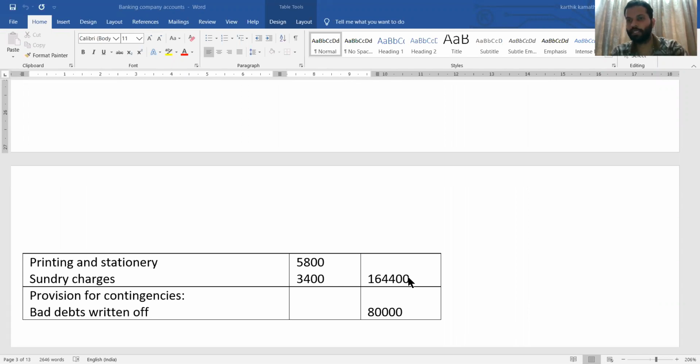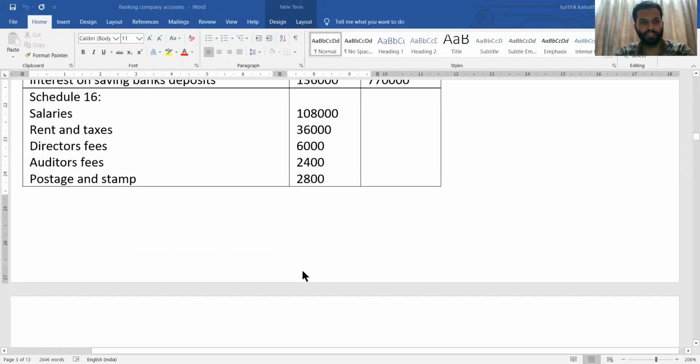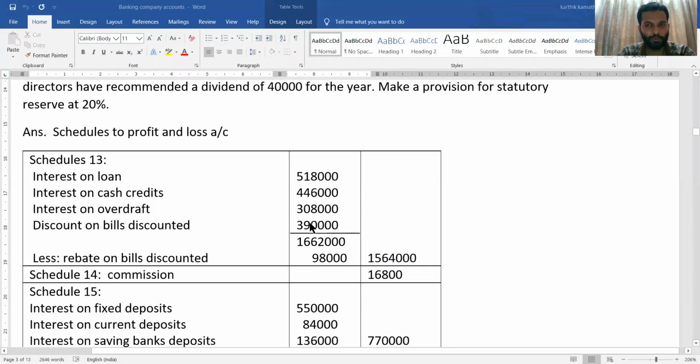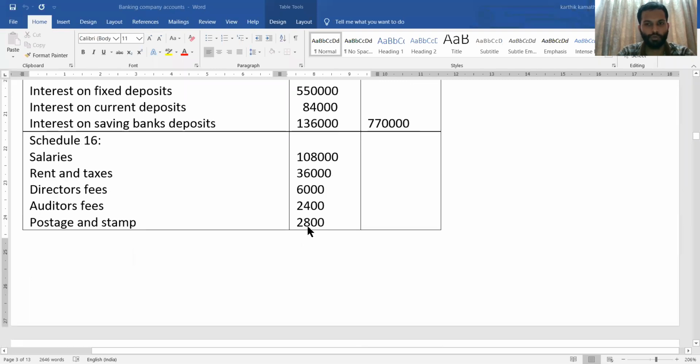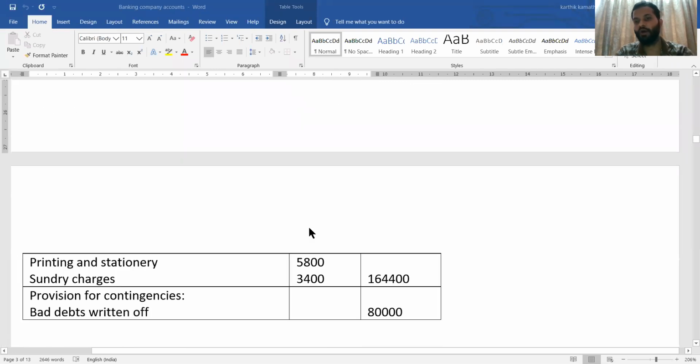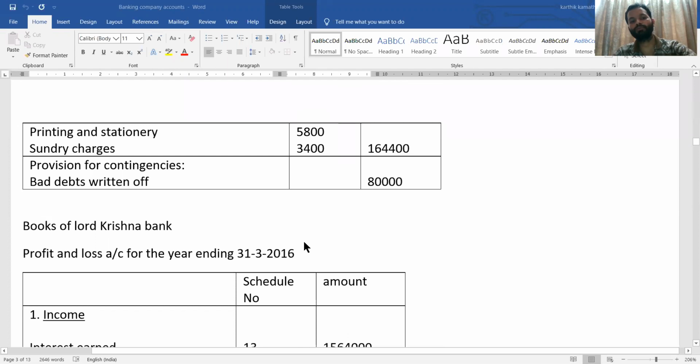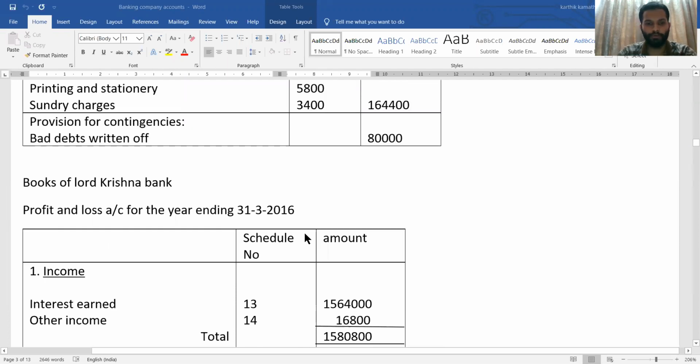Then separately you need to show provision for contingency. For that there is no schedule number. Bad debts written off, that is 80,000. There is no schedule number. Separately you need to show. So these are the working notes you need to do, 4 schedule working notes, before doing the profit and loss account format. Now you go for the books of Lord Krishna Bank profit and loss account format, you are going to do now.